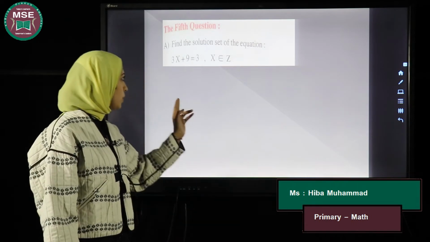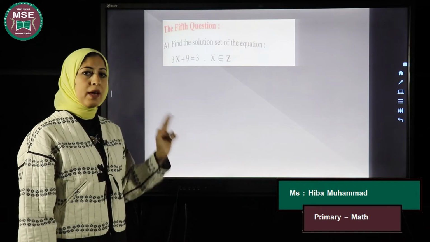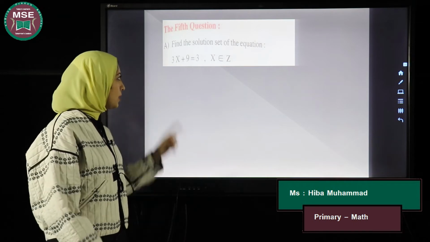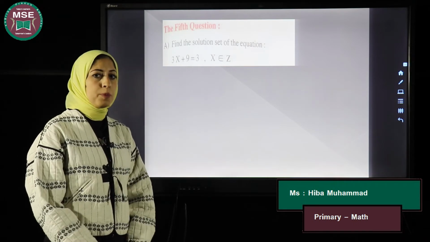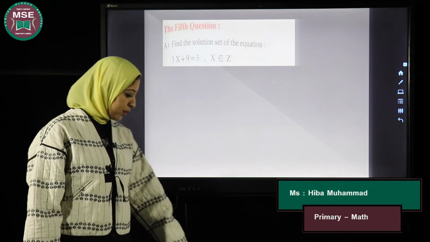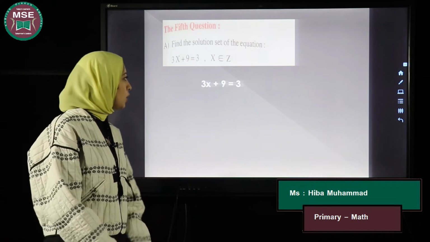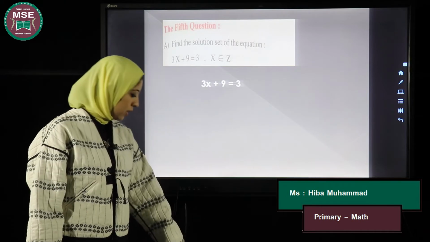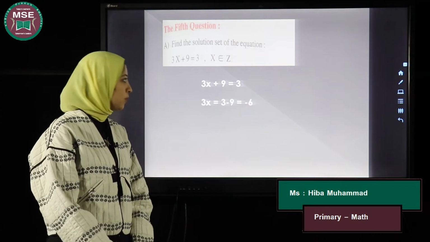Okay, to solve the equation first, I have to make x alone in one side. To get it alone, first I have to remove the plus 9. What's the opposite of plus? Yes, minus. I will make 3x plus 9 equal 3. Then I will remove plus 9.